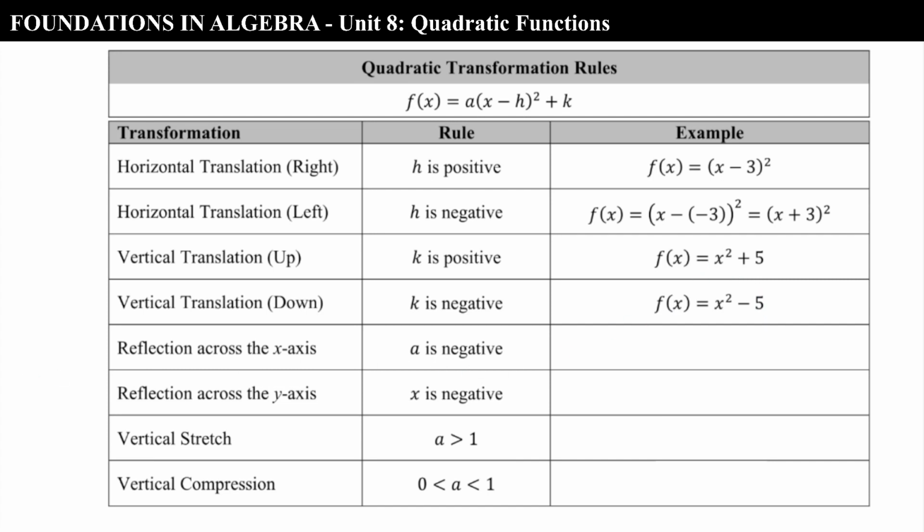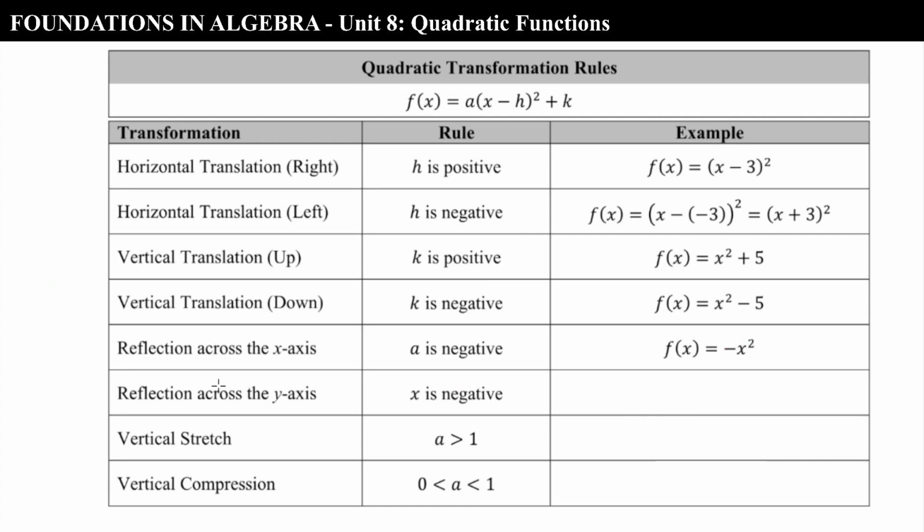Now let's talk about a reflection across the x and y axis. If a is negative, which is our outside term here, then we have a reflection across the x-axis, which means we switch from being concave up to concave down. An example of that is if you have the negative in front of the x squared.